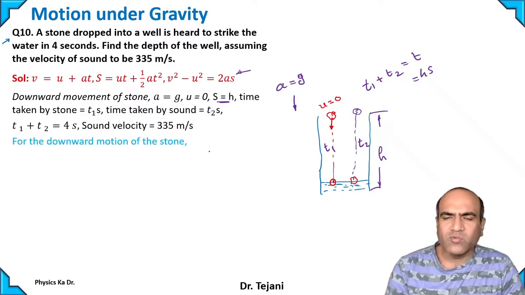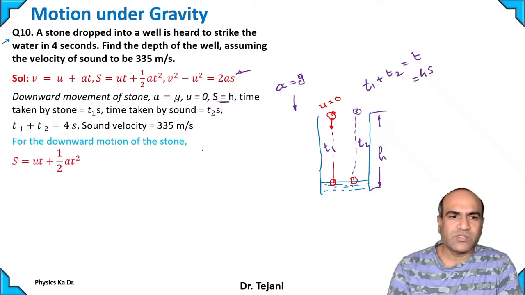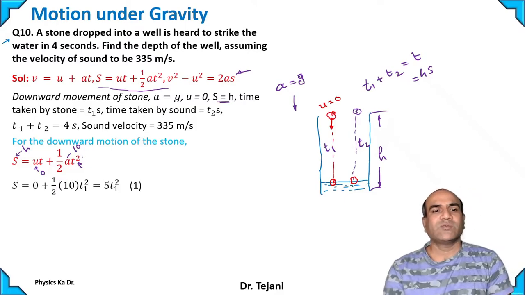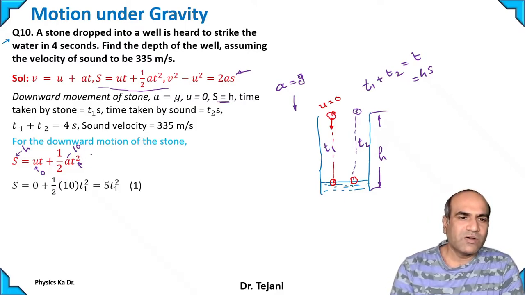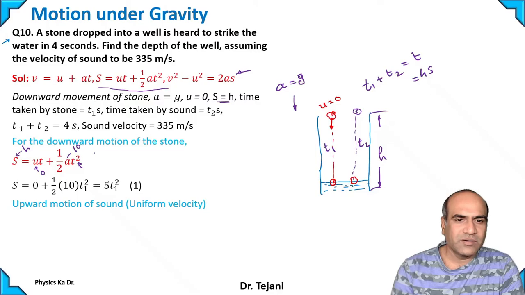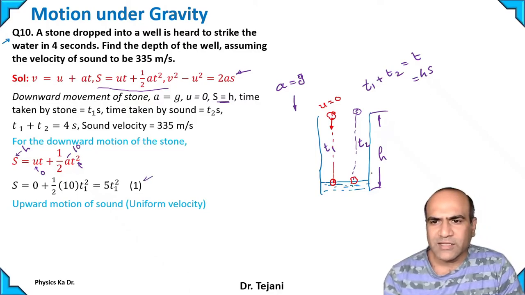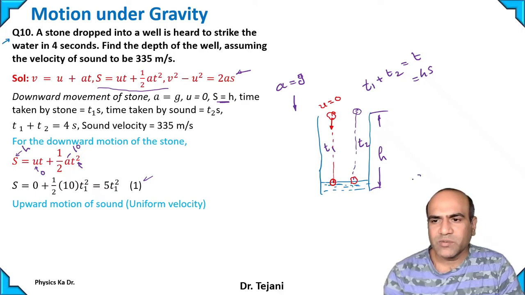For the downward movement of the stone, we can use the distance equation. u initial, is it given? Yes, it is given as 0. s is equal to h. Acceleration is 10. t, we don't know. Let's put these values here. We got one equation. We got equation number 1. Now, second is about the velocity of sound.